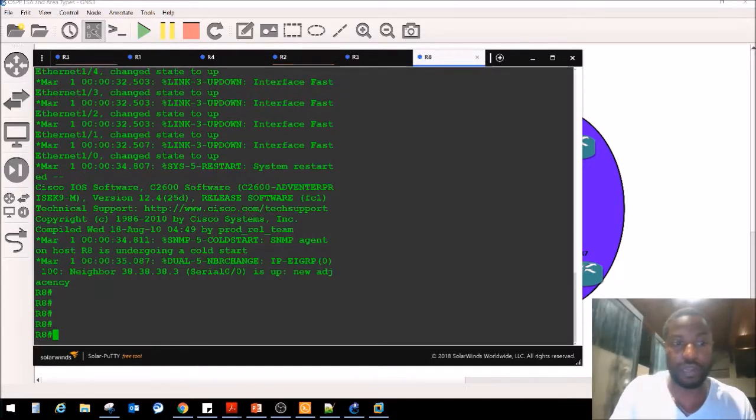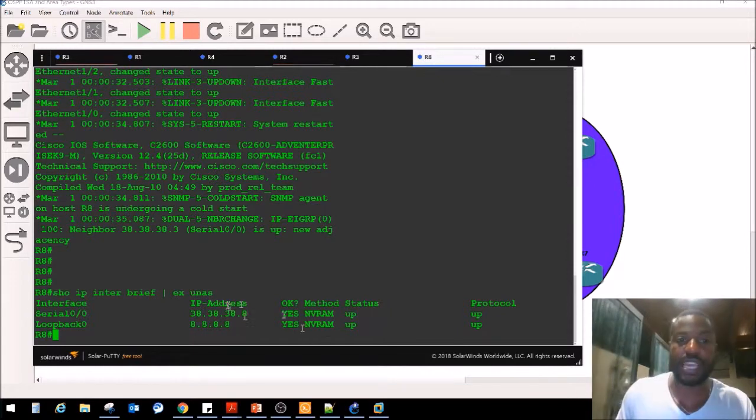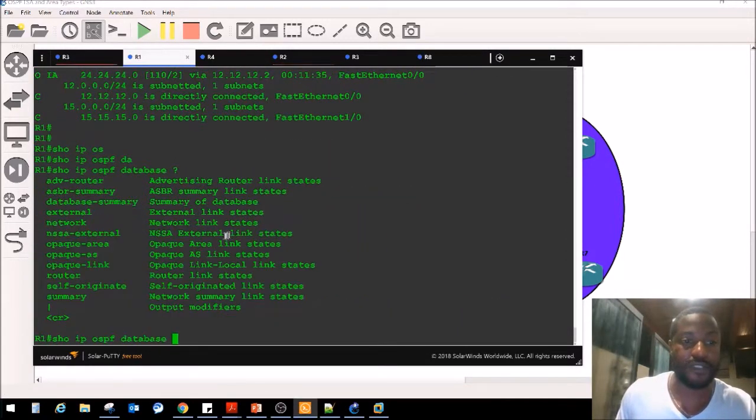Yep, it's the EIGRP route. So show IP interface brief, exclude unassigned. Yeah, that 38 network is what we were trying to get. So that's the link state ID for type 5s. And database, no, my bad. That's the link state ID. So let's just say, not network.